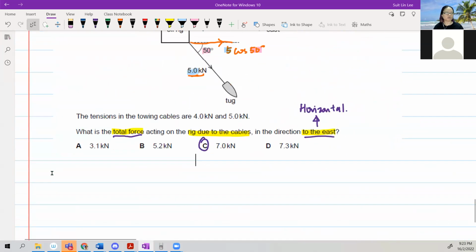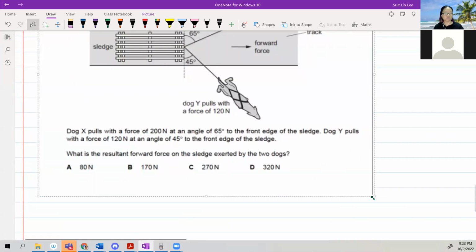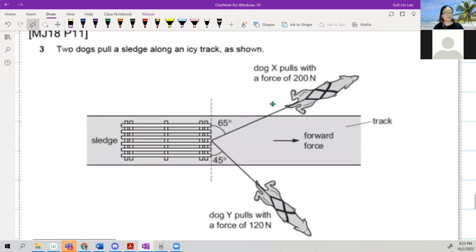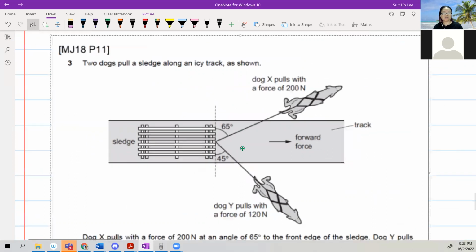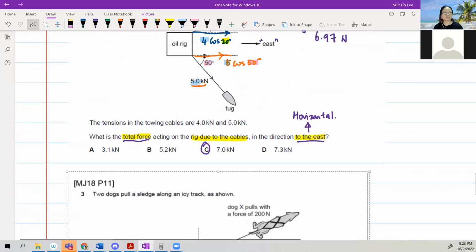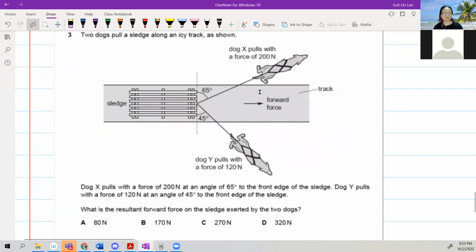You pull here, you pull here. This one, you have 2 dogs. They're also pulling in opposite directions, like this. The only difference is the angle, right? Here, our angle is given on this side. This one, the angle is given to the horizontal. This one, the angle is given to the vertical. Okay. So in this case, they want the resultant forward force. Forward force. Here.